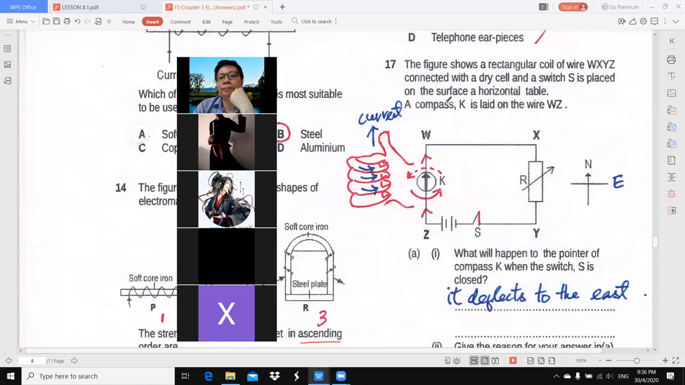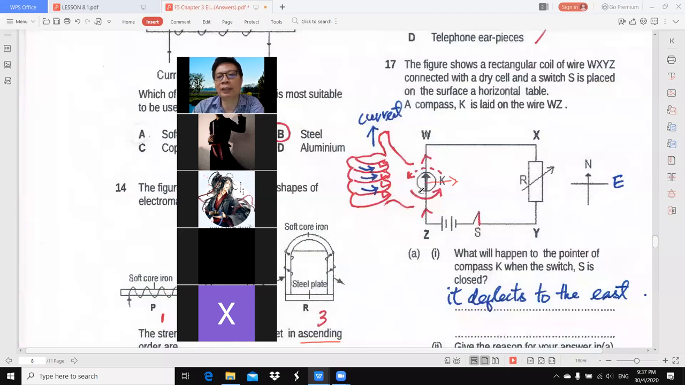Okay, now, the figure shows a rectangular coil of wire, W, X, Y, Z, okay? So first, recognize the current, the current flows here, goes up, and comes back, correct or not? Okay, what will happen to the pointer of the compass when the switch S is closed? The answer is deflect to the east, east is here. Deflect to here. Why? Use your right hand grip rule, you hold this wire like that. Your thumb goes up, why thumb goes up? Follow the current direction. So you look at your other fingers, your other fingers all go this way. So it will push the pointer here.